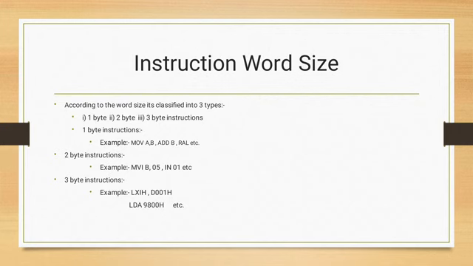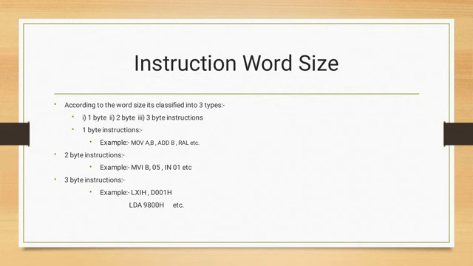And the final one is the 3 byte instructions. Here I have taken two instructions: one is LXI H, D001 hex, and another one is LDA 9800 hex, etc. D001 hex and 9800 hex are all representing address locations.